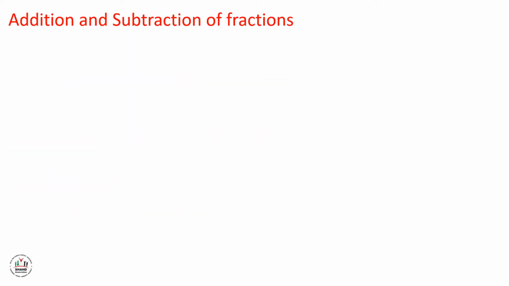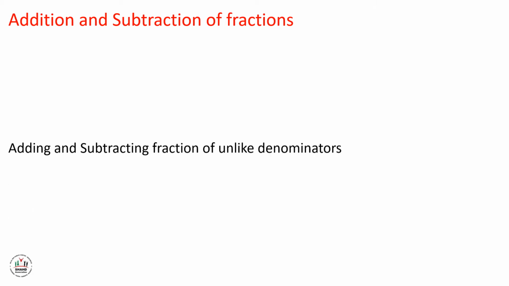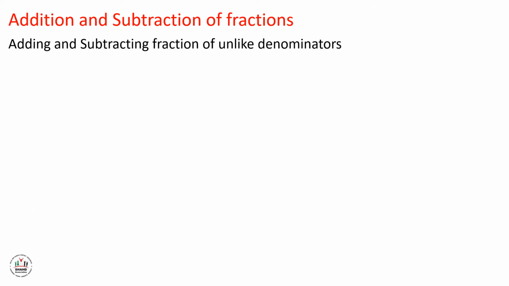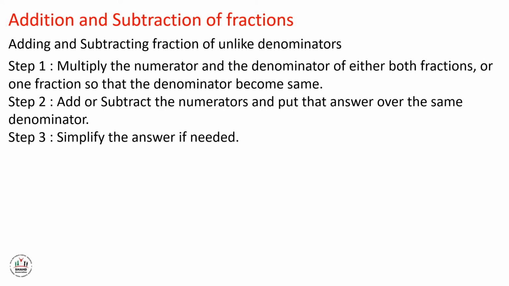We are continuing in the same idea, but this time with unlike denominators. So we should follow the same previous steps, but we need to change only the first one, where we need to multiply the numerator and the denominator of either both fractions or one fraction so that the denominators become the same.